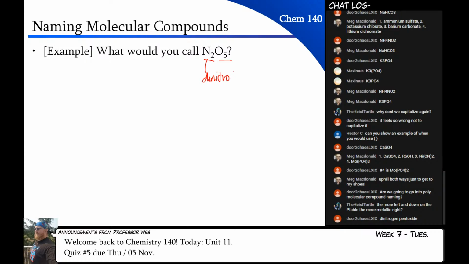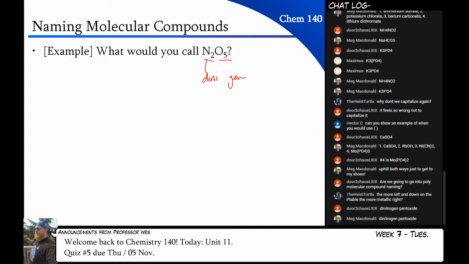So this would be nitrogen. I don't know what happened to my T here. It looks kind of funny. All those letters were in one stroke. Nitrogen. There we go. And then there are 5 oxygens. That's penta. But we get rid of the A and just write pentoxide because we don't want an AO combo.